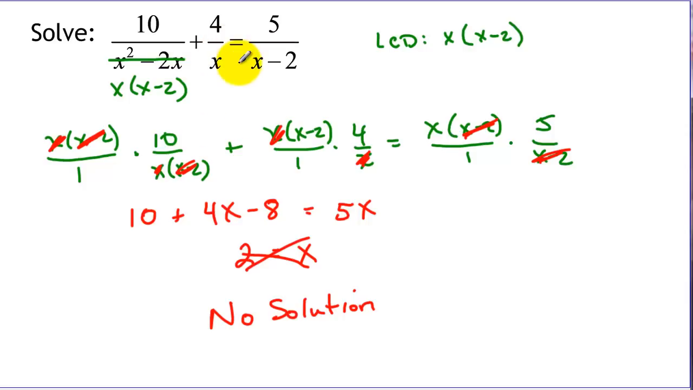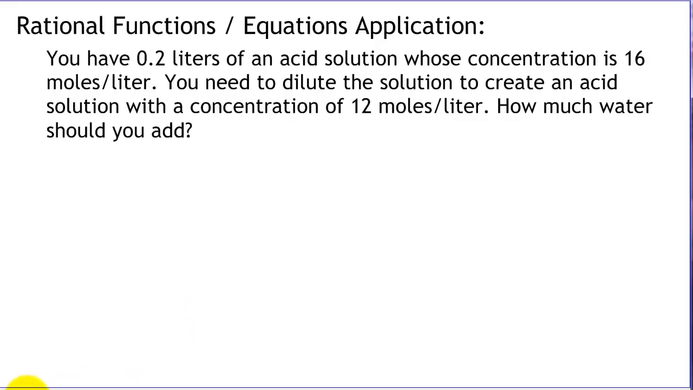All right, let's wrap up here with an application of rational functions. It's a chemistry example here, and let's assume we had a jar that had 0.2 of a liter of an acidic solution, and its concentration was 16 moles of acid per liter. And we need a diluted solution that has a concentration of 12 moles per liter. So we have to dilute this by adding water, and we need to figure out how much water we should add. So let's create a model for this.